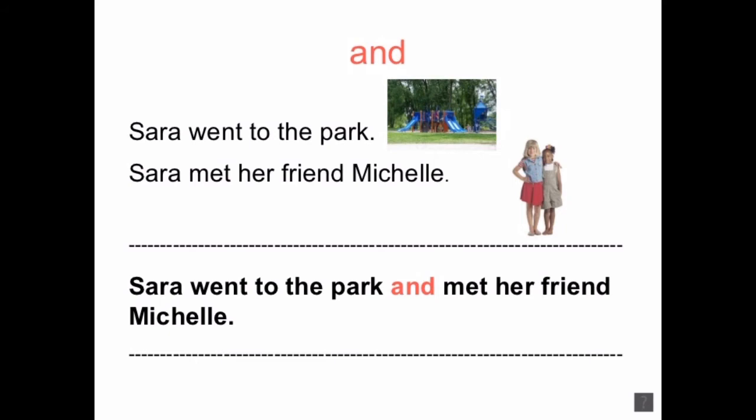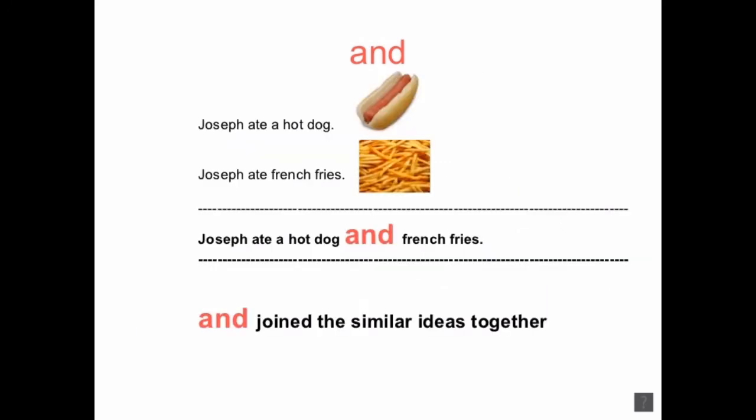For example, like the example is given there, Sarah went to the park. Sarah met her friend Michael. See, Sarah is one person, so we can join this. Sarah went to the park and met her friend Michael. So we don't have to write Sarah again twice. And children, in a similar way, Joseph ate a hot dog. Joseph ate French fries. We don't have to again and again use the name Joseph. We can say Joseph ate a hot dog and French fries. So, and has been used to join similar ideas together.